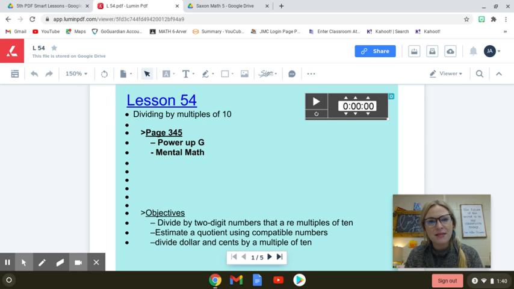Hi everyone, today's lesson is lesson 54 and it's dividing by multiples of 10. In a nutshell, today's lesson follows the exact same division algorithm that you've been using for years. It kind of talks through a way of thinking. So just like the lesson says, we're dividing by multiples of 10. And of course, when I say multiples of 10, I mean 10, 20, 30, 40, 50, etc. Just some mindsets around what you're thinking as you're solving these problems.